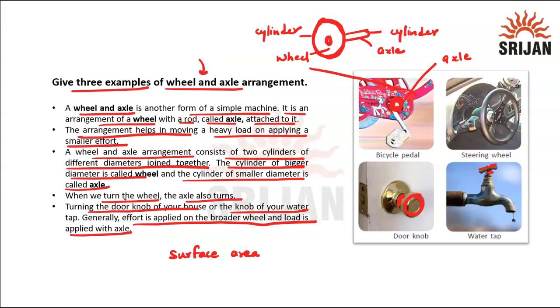And here the examples you can see are a bicycle pedal, steering wheel, and doorknob. So these are the three examples, but the water tap can also be considered an example.